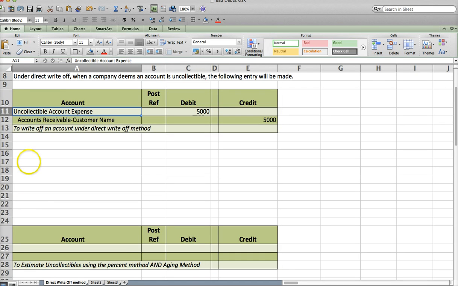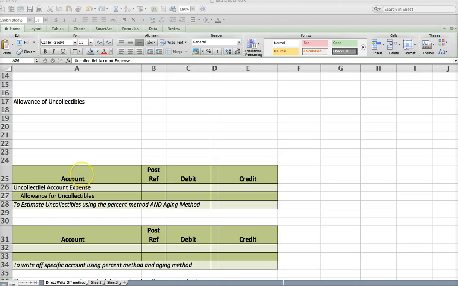Okay, now to be in compliance with GAAP, you would use this method. It's called the allowance of uncollectibles, and it entails setting up an allowance account at the beginning of the period to estimate your bad debts. As I'll show you in a moment, there are two different ways to estimate it, but regardless of the way that you estimate it, the journal entry accounts will be the same.